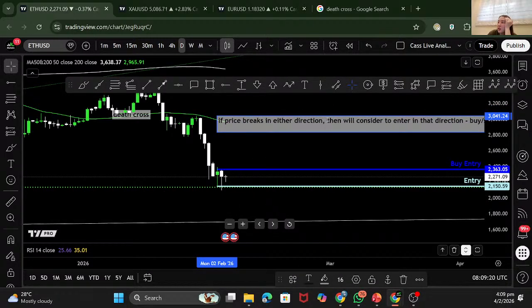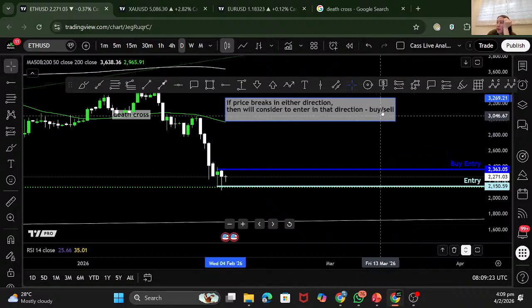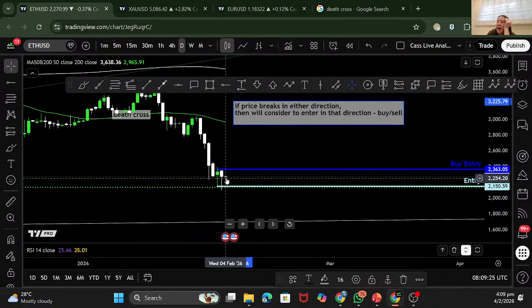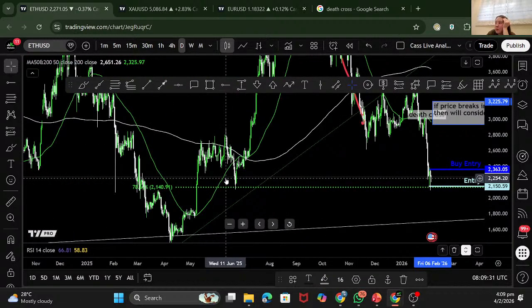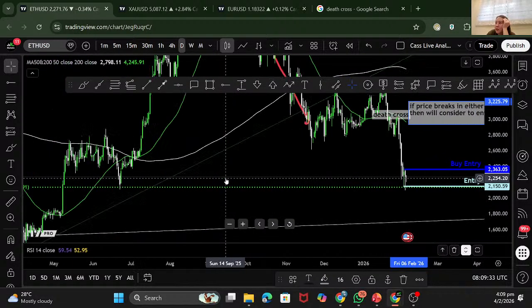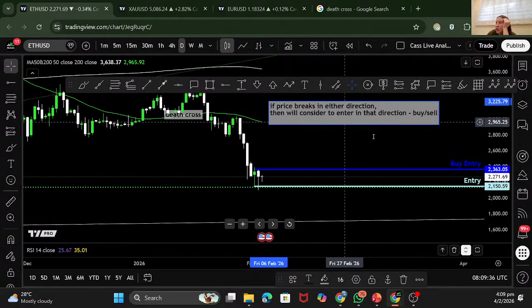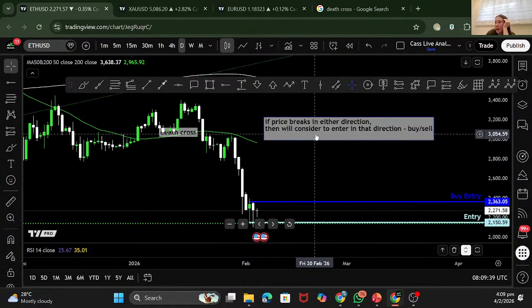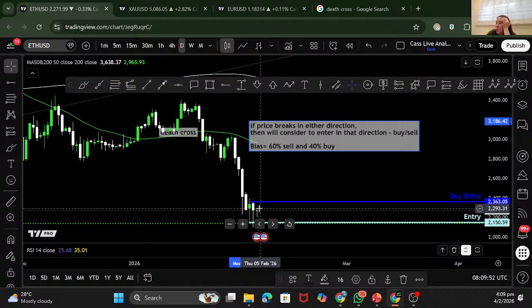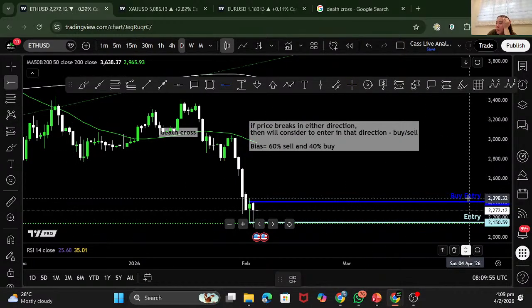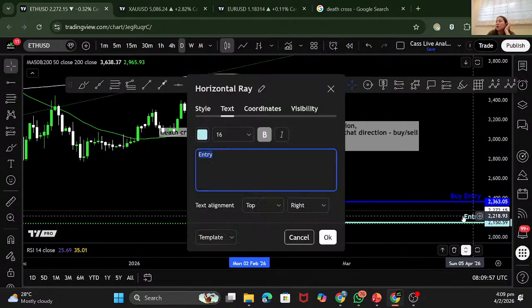Okay, so I need a break on either side for me to decide where I'm gonna go next. I'm actually more biased that it's going to be a sell than a buy. Okay, but we shall see. Maybe price just reverses right now. We never know. So I think I'm a bit more biased. If I have to give like maybe 60% sell and 40% buy. So whatever happens, this is going to be either my buy entry or my sell entry. I'm going to change this to sell.